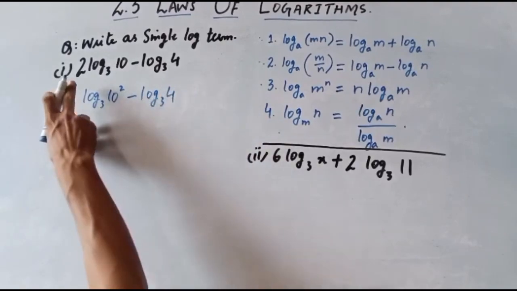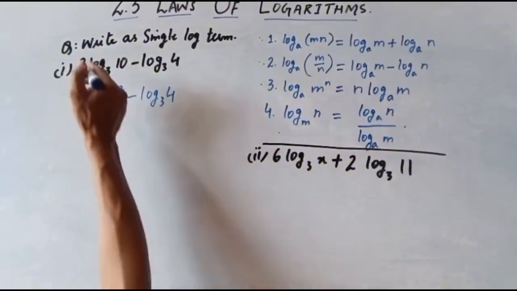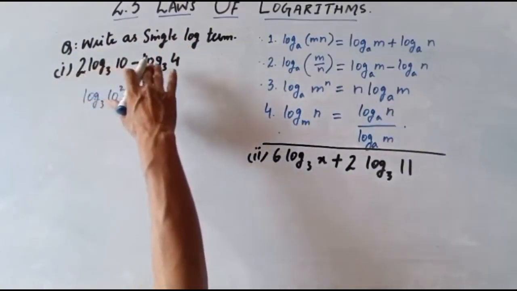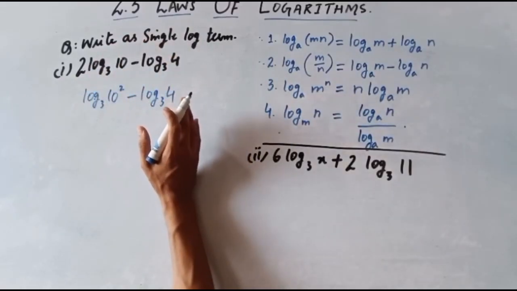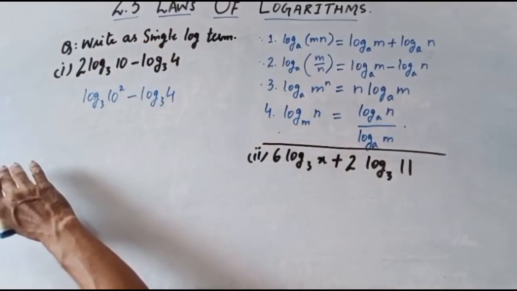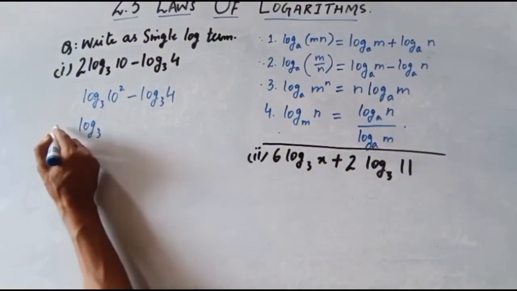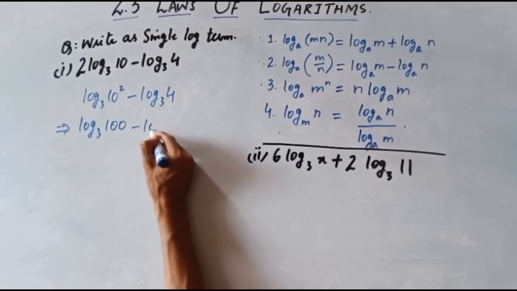Remember we will not write this 2 with both because there is no bracket. If there is a bracket over here now, so we will use this particular 2 with whole bracket. So that's why it is important to put the bracket if the power is with the multiple terms. Now you will get log base 3 10 square will be 100 minus log base 3 4.